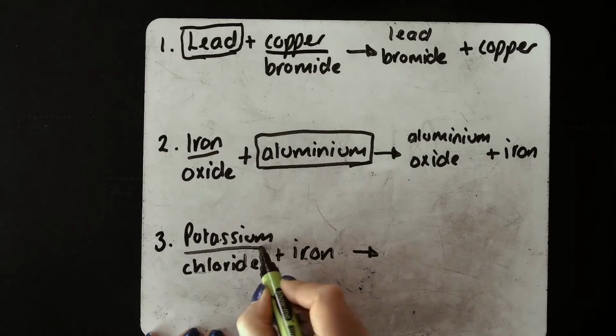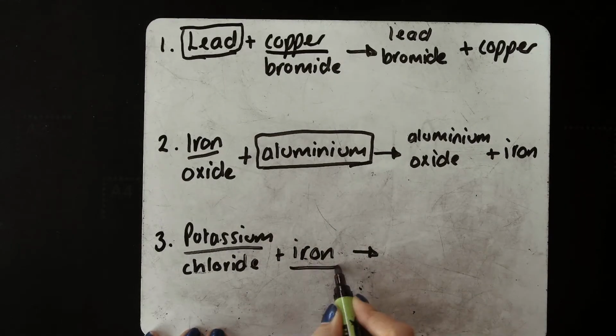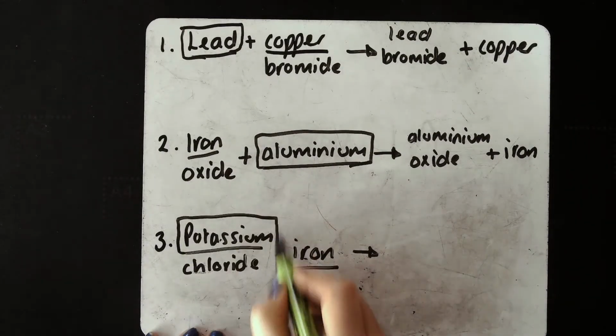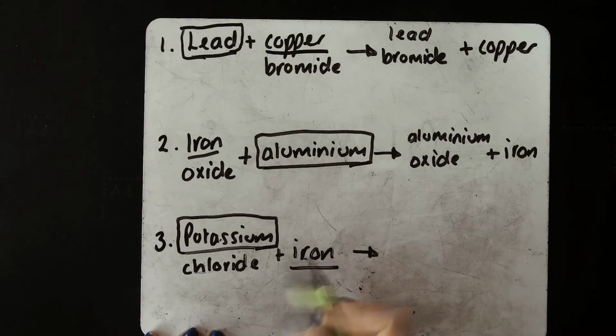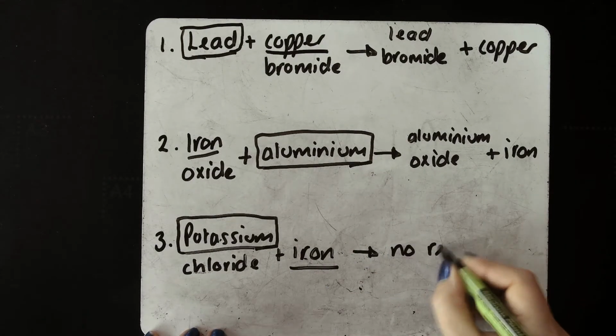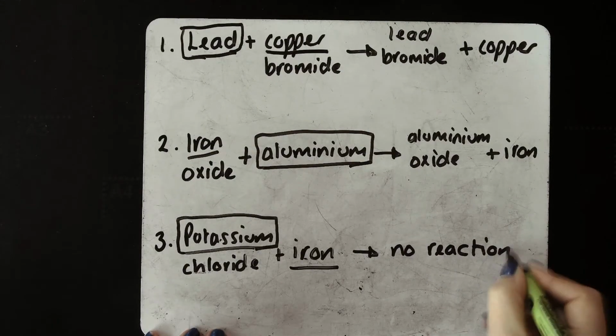Example 3, identify the metals. I've got potassium and I've got iron. Check your reactivity series, which one is more reactive. Potassium is most reactive. Will iron displace potassium? No. So all I need to do is write no reaction.